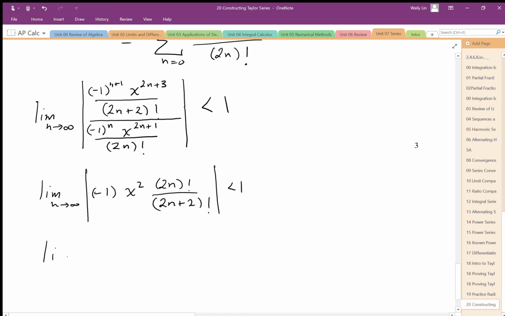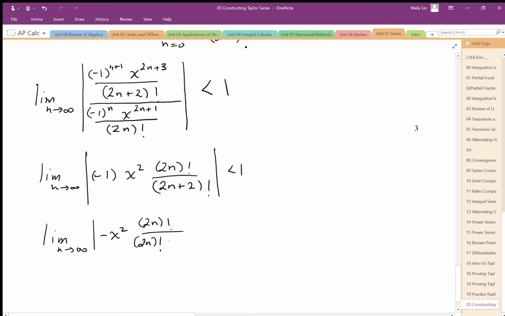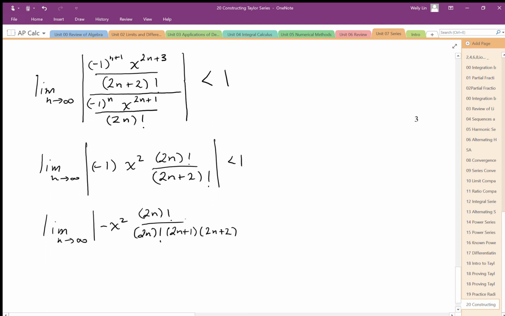So I'm going to write it like this. The limit as n goes to infinity of -x squared. And this 2n factorial, I'll leave like that. The 2n plus 2 factorial I'm going to rewrite as 2n factorial, which allows those to cancel out. Then I have the two extra terms of 2n plus 1 times 2n plus 2, which is equivalent to 2n plus 2 factorial. Now I can cancel out some of those factorial terms. I'm just left with that fraction here now.